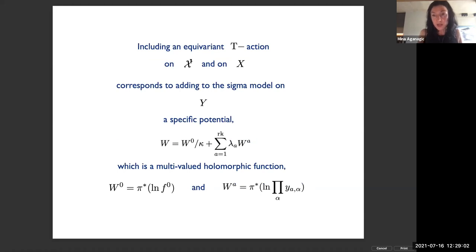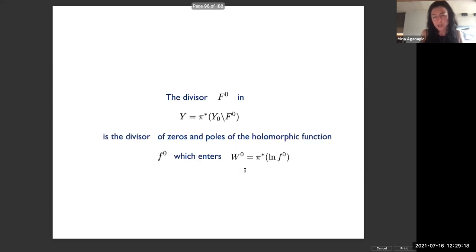Including the T-equivariant action on the big X and on the small X corresponds to adding to the sigma model on the small Y a specific potential, which is a multi-valued holomorphic function on the symmetric product. The divisor F naught, which we're removing, is the divisor of zeros and poles of the holomorphic function that enters W0. That is a piece of the potential that's associated with the variable Q of knot invariants.